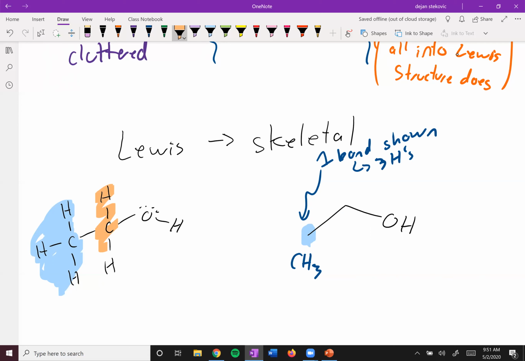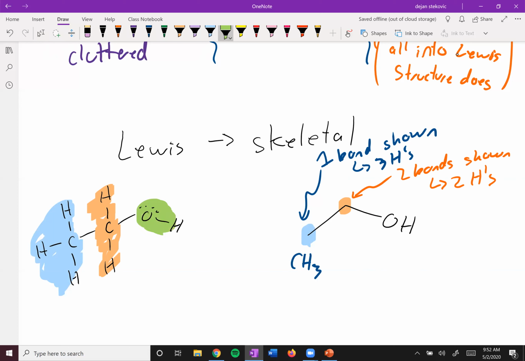And then this CH2 right here, it's represented by this point right here. And so you see that this carbon has 2 bonds, right? One to the other carbon, one to the oxygen. And so that means that there's 2 hydrogens attached to it. So there's 2 bonds shown. Carbon has to have 4 bonds. That means that there's 2 additional hydrogens.